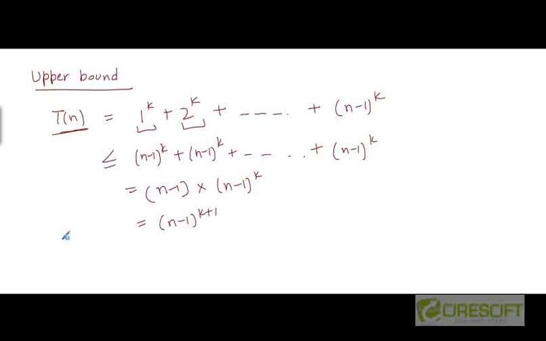So T of n would have been less than or equal to n minus 1 to the power k plus 1. Now n minus 1 to the power k plus 1 is a polynomial in n. Again, we can use the binomial theorem to open this up into individual terms, but we know that the first term, or the dominant term, of this polynomial is going to be n to the power k plus 1. So we can say that T of n is going to be bounded from above by some constant multiple of n to the power k plus 1.